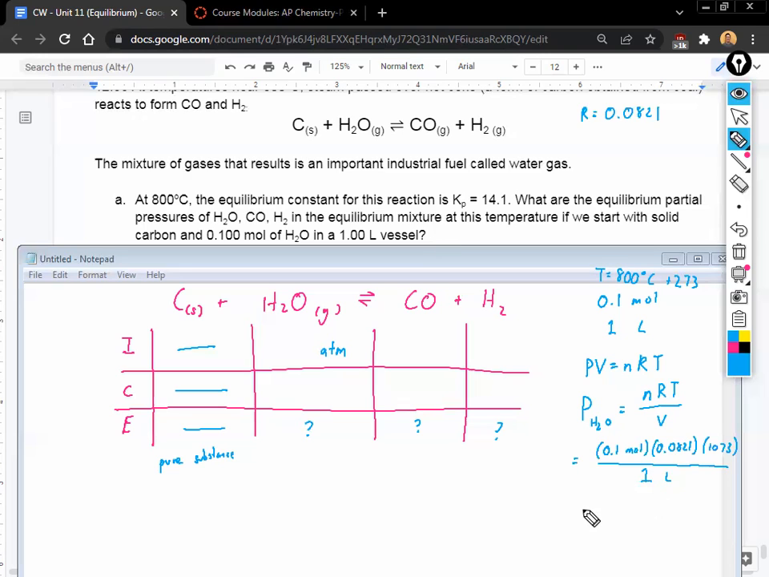Alrighty, guys. For the pressure of H2O gas, the initial pressure, you should have gotten 8.81 atm. So that's going to be your starting number for the ICE table. And then from here, you're going to have to calculate the equilibrium. I'll give you a few more minutes to solve that out. If you need a little help, it's going to be minus x, plus x, plus x.